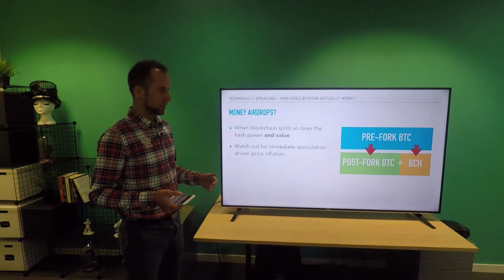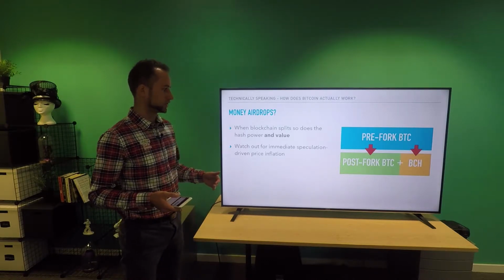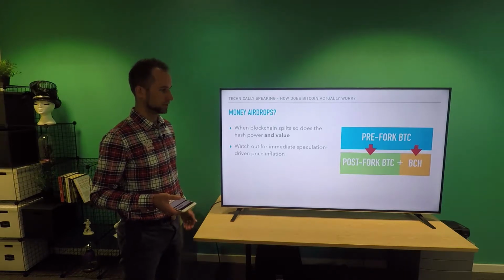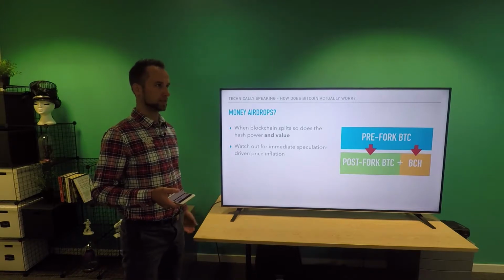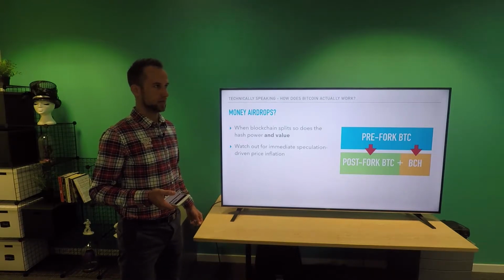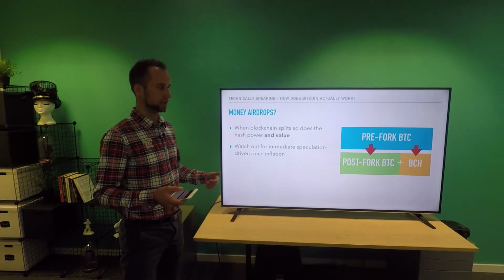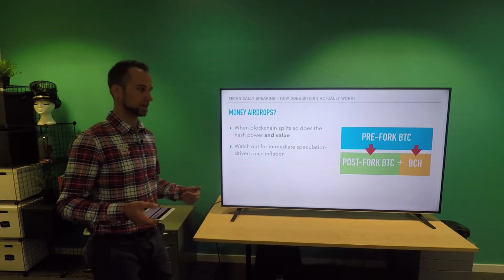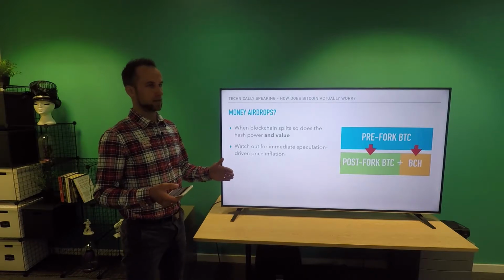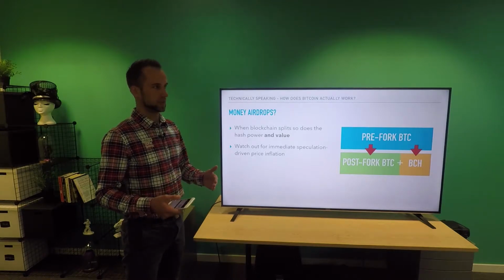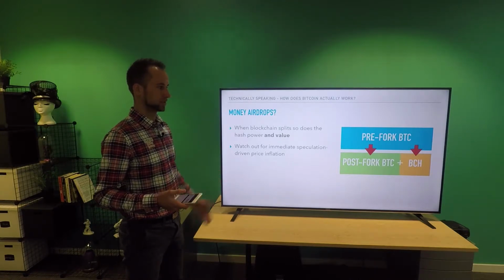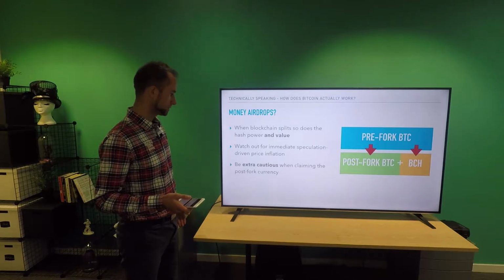But the problem is that there is usually some speculation-driven price inflation right after the fork. This may appear as if we are creating value out of thin air, but in time it turns out we're merely creating currency out of thin air. And in theory, the newly created currency starts from scratch, or from the proportion of the hash power that it's been able to accumulate.